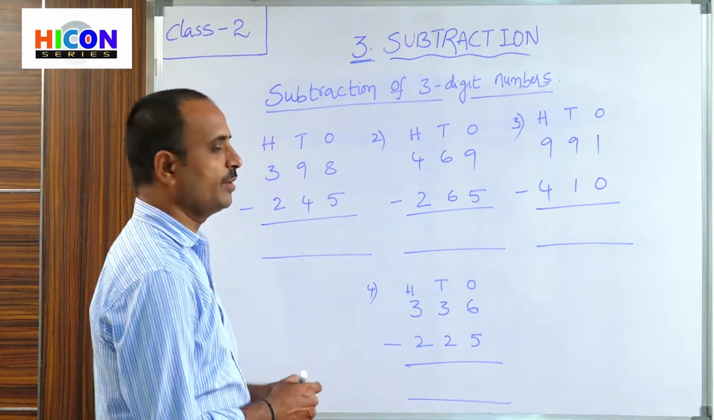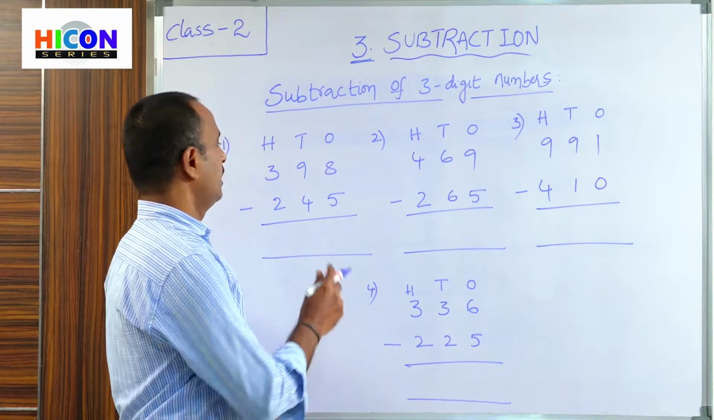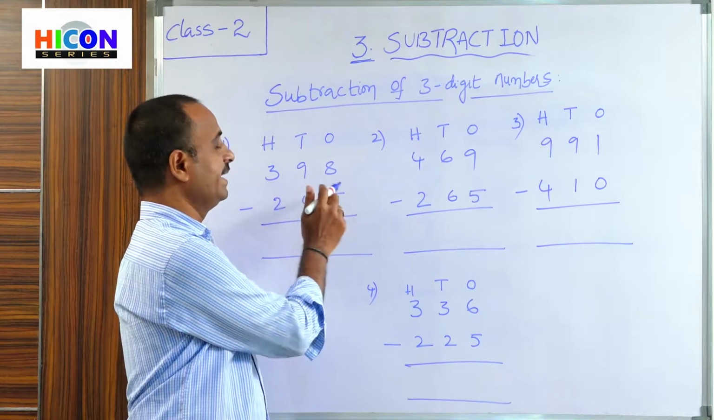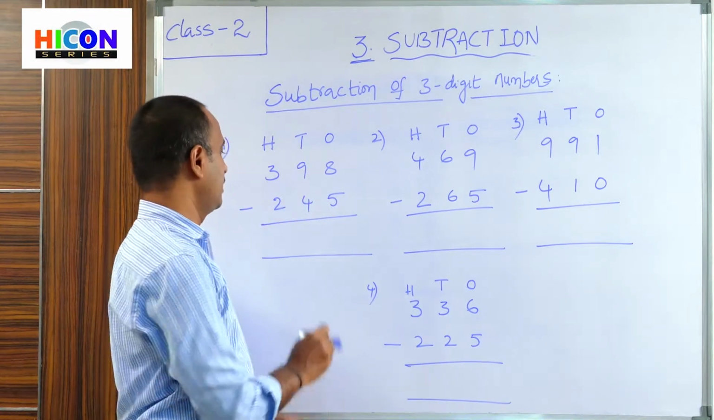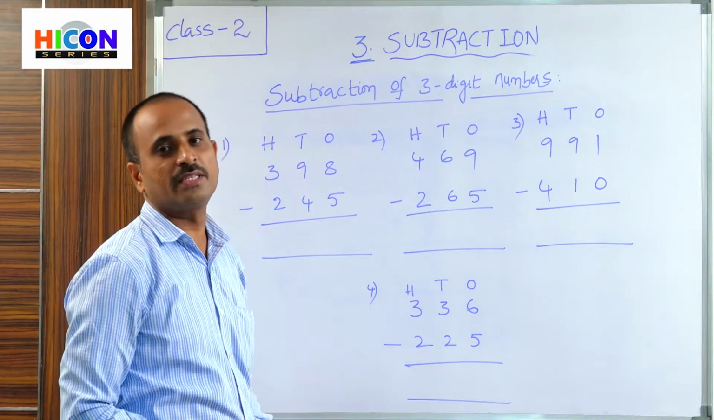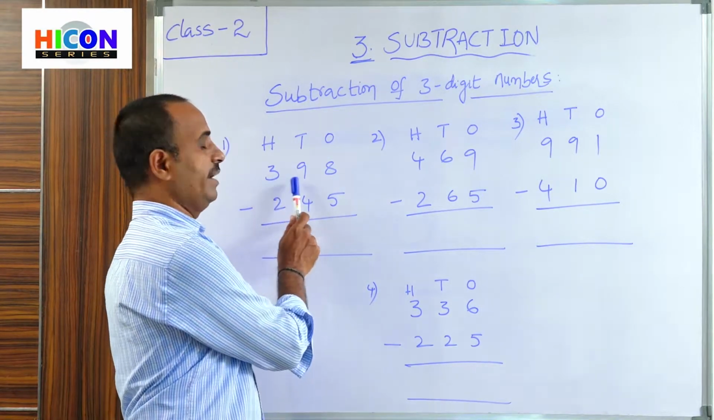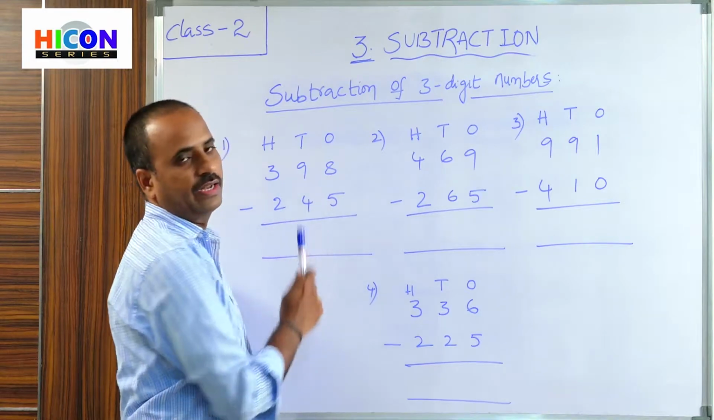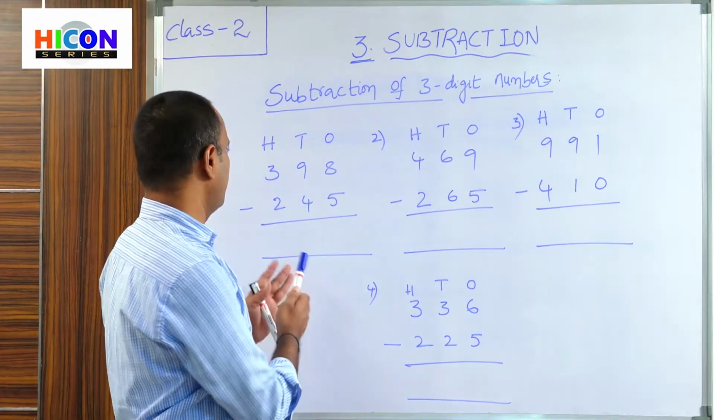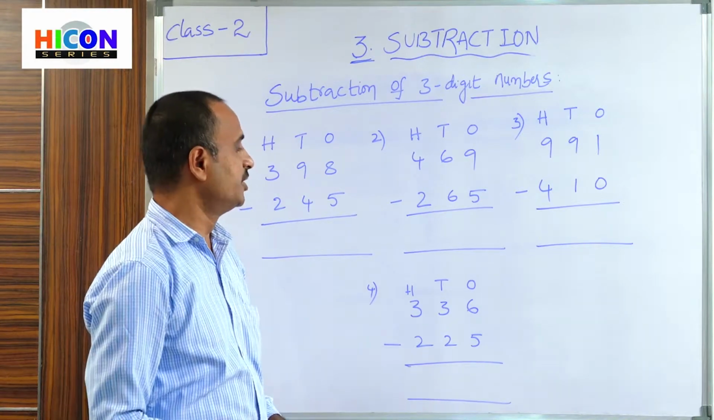See the first problem. The first problem has 2 numbers. The first number is 398 and the second number is 245. So there are 2 numbers in the first problem, 398 and 245. Both are 3-digit numbers. So how can we subtract these 3-digit numbers?